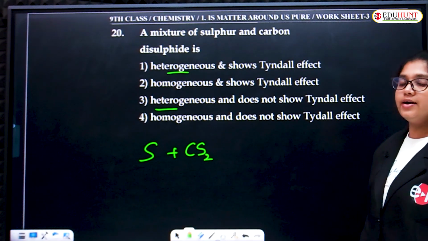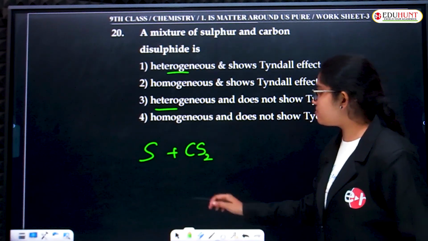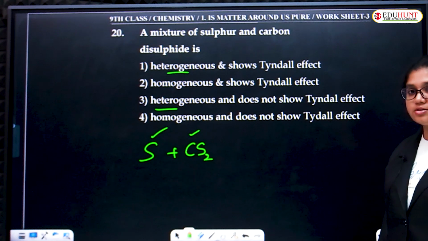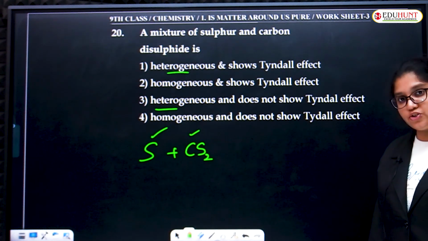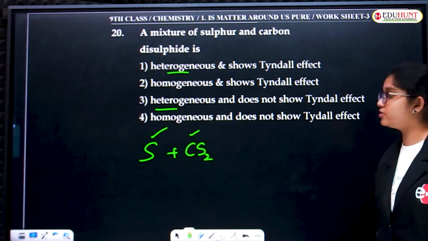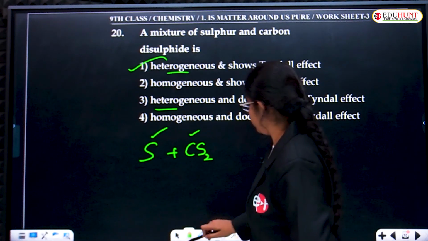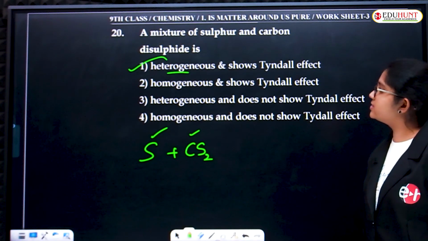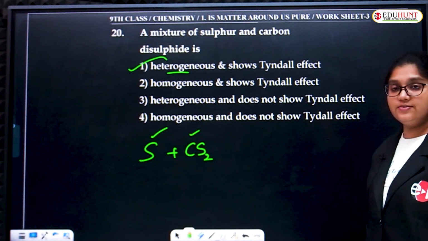Okay, now tell me, these different mixtures, heterogeneous ones, can they show the Tyndall effect or not? They can show, because why? These are colloidal solutions, right? So they can show the Tyndall effect. Here ends question number 20 with option 1 right.